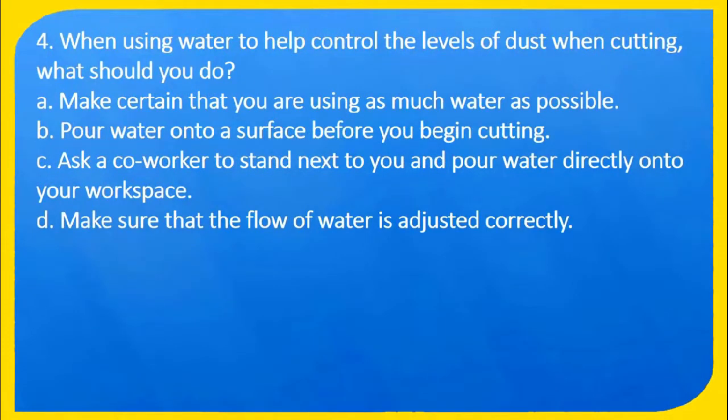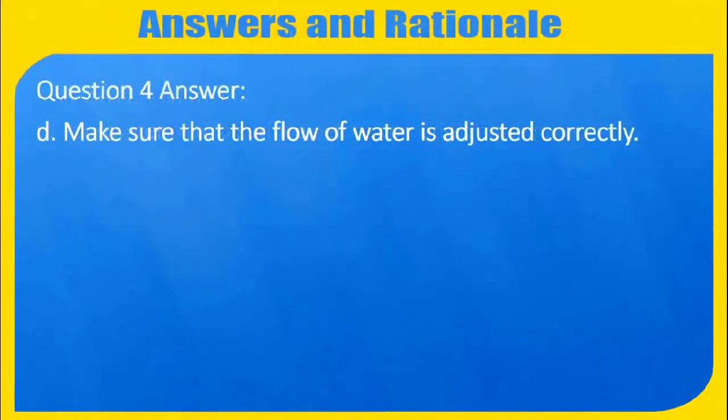Question 4. When using water to help control the levels of dust when cutting, what should you do? A. make certain that you are using as much water as possible. B. pour water onto a surface before you begin cutting. C. ask a coworker to stand next to you and pour water directly onto your workspace. D. make sure that the flow of water is adjusted correctly. Question 4. Answer D. make sure that the flow of water is adjusted correctly.